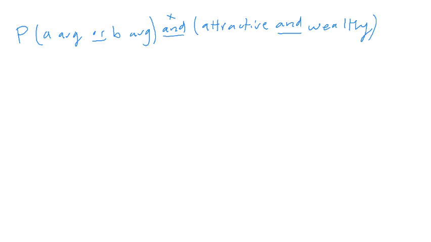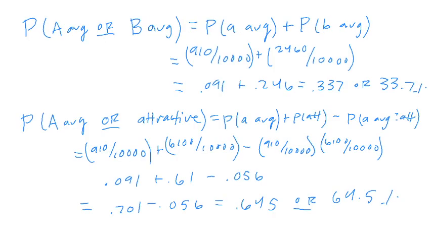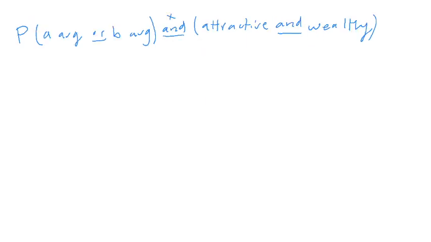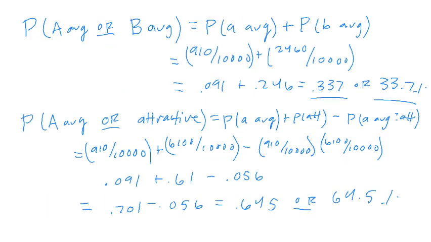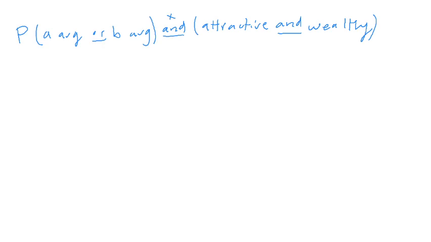So we actually figured these before, right? So we got the probability for an A or a B average. That's right here, this 0.337. And we also got the probability for attractive and wealthy. That was one of our first criteria, this 0.104. So if we just follow the probability rules that are suggested by our formula, we can figure this out relatively easily, even though we have lots of criteria in here. This would be equal to something as simple as that 0.337, or the probability of an A or a B average. Then we're going to multiply that by the probability of finding somebody attractive and wealthy, which was 0.104.